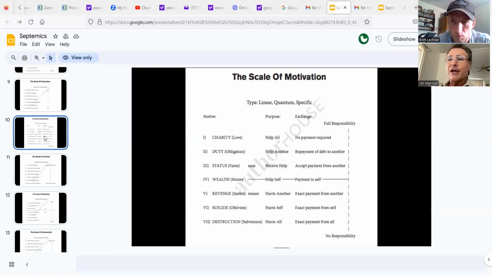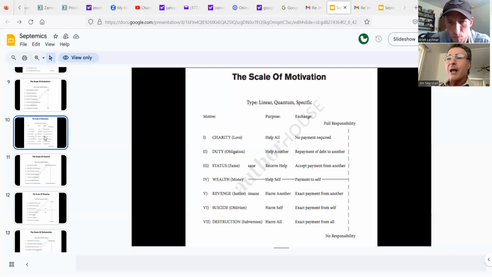And in the middle, there's a horizontal line at level 4, which tells you that it's the dividing line between sane and insane. A person whose motivation is 1, 2, or 3 is sane on that subject. A person who is at level 5, 6, or 7 is insane on that subject. Obviously, you become more insane as you go further down and more sane as you go further up. And level 4 is sort of indeterminate. It's in the middle.